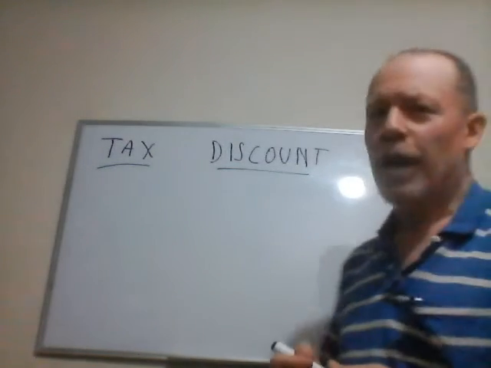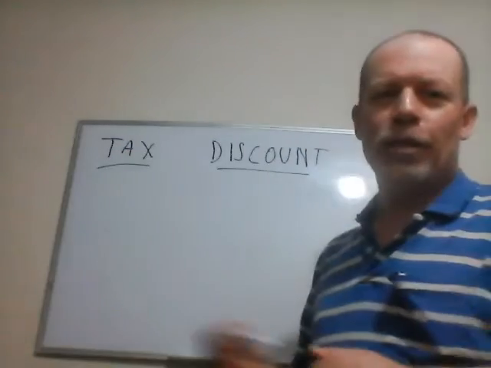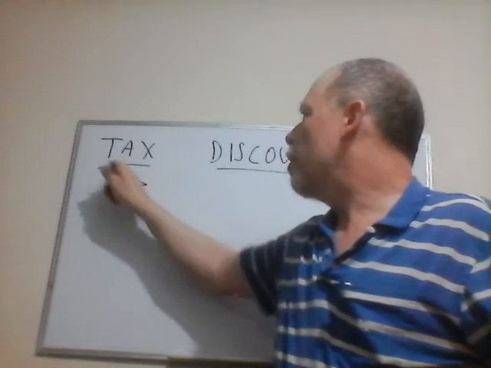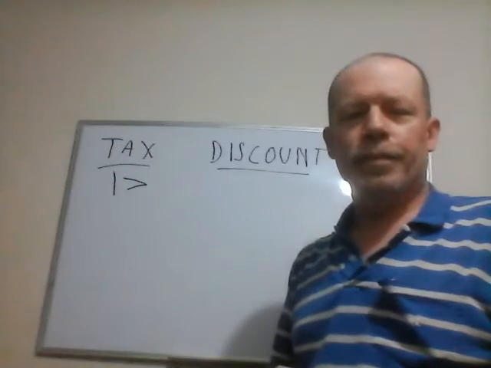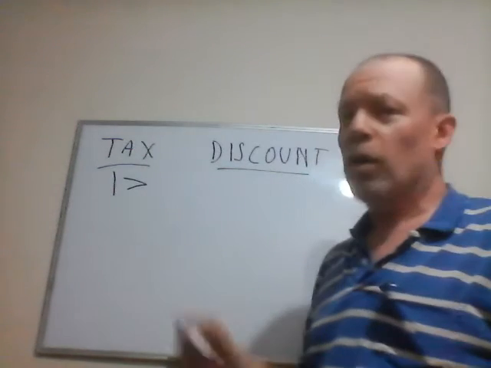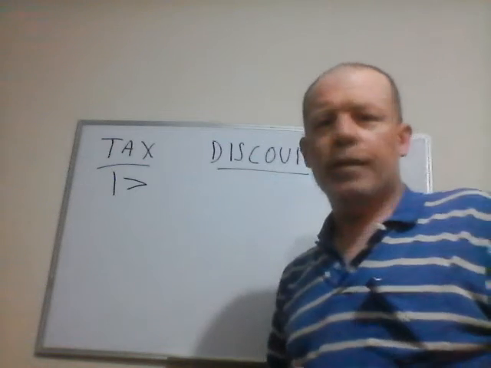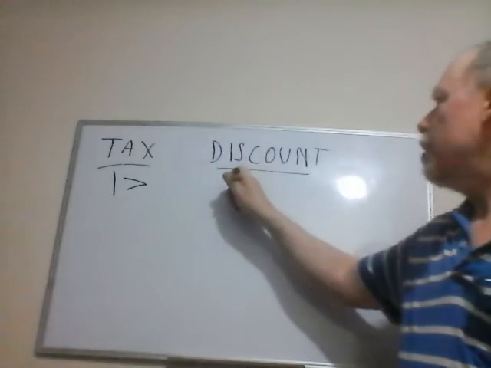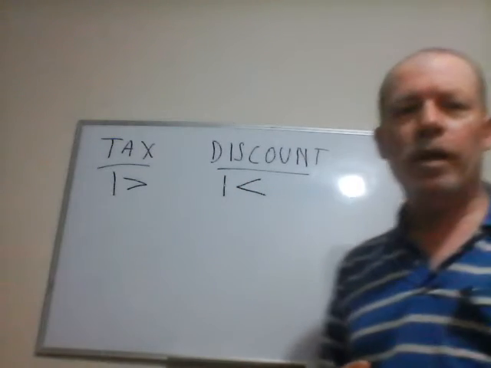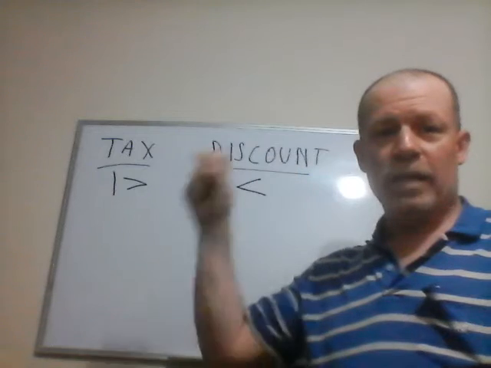Okay. A tax multiple is larger than 1. When you multiply a positive number by a tax multiple, it makes that thing larger. A discount multiple is smaller than 1. When you multiply a positive number by a discount multiple, it makes that thing smaller.